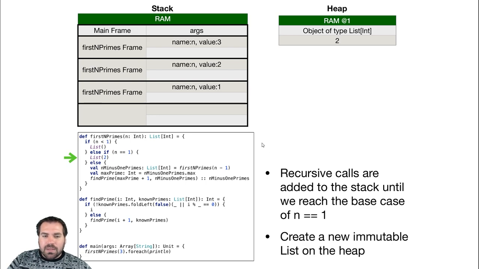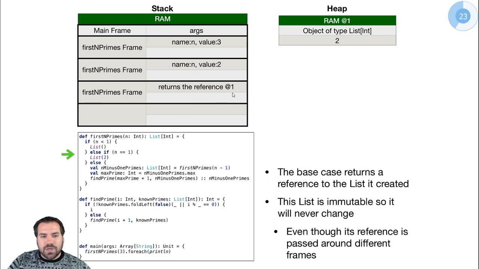I don't know what you mean by that. So we're going to create this list on the heap. We're creating a brand new list, and since lists are immutable, this list is never going to change. This list will always be the same because it is immutable. We're going to return that back up to this stack frame. So return a reference to that list that we just created.